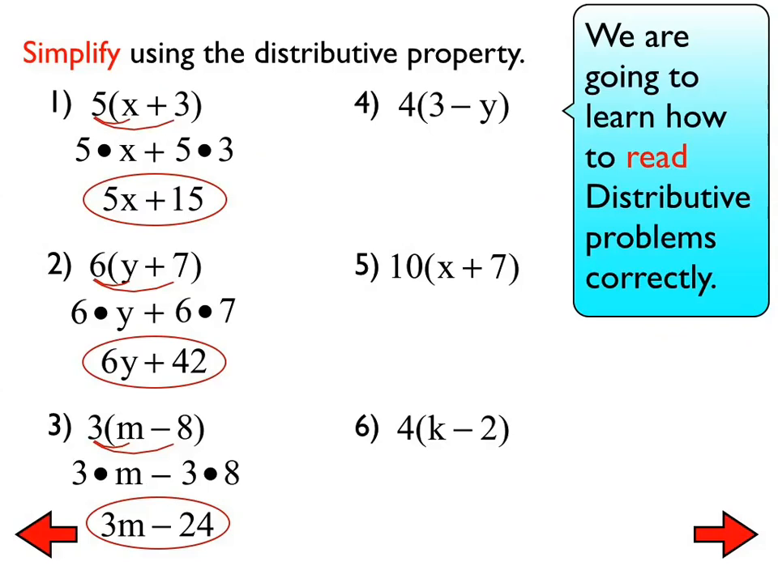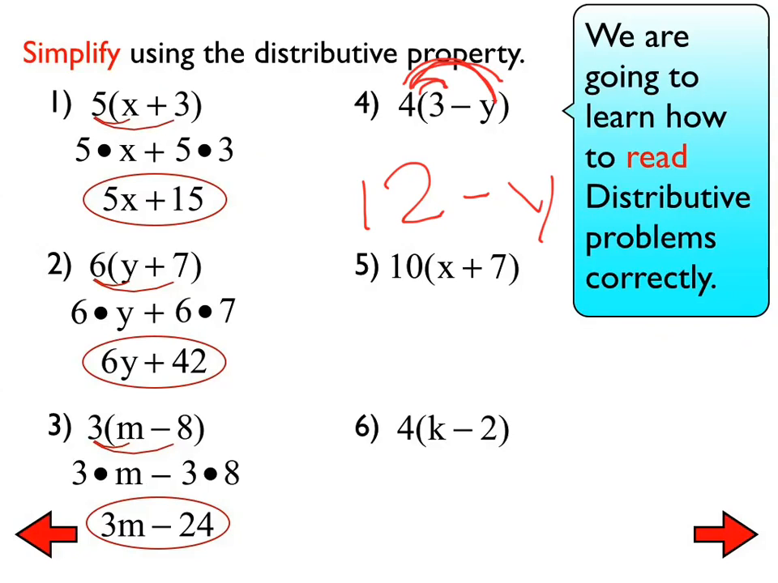He read the 4 times the quantity 3 minus y correctly. But then this is what he said it was. Right there, 12 minus y. That's not correct. What did he forget to do? He forgot to say 12 minus 4 times y. Yes, he forgot to multiply the 4 times the y.